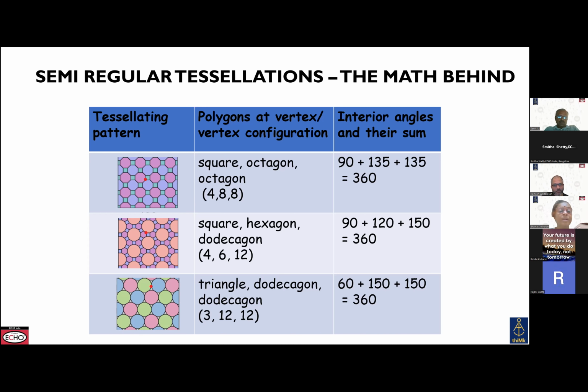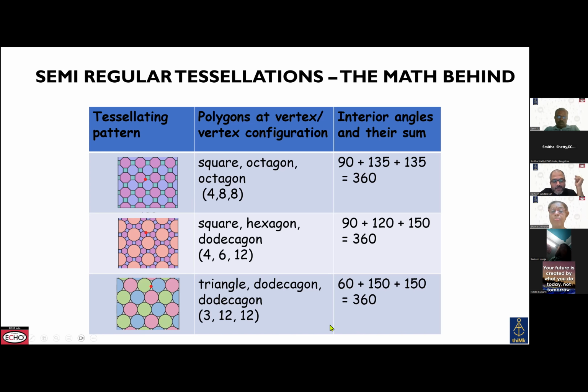Again, the second one: at every vertex, you look at the red dot, we see a square, a hexagon, and a dodecagon, a 12-sided figure, meeting. So this tessellation is called 4.6.12. And the interior angle sum adds up to 360. Similarly, the next one where a triangle and 2 dodecagons meet, and once again the interior angle sum adds up to 360. So we can give the children many regular shapes and ask them which tessellate, and they will find this out quite easily.